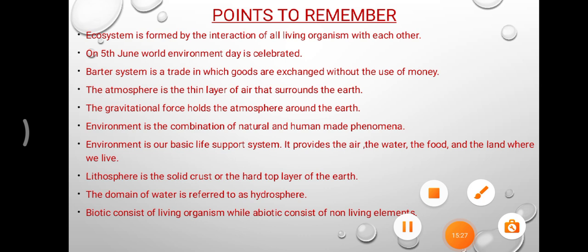Fourth, the atmosphere is the thin layer of air that surrounds the earth. Fifth, the gravity force holds the atmosphere around the earth. Sixth, the environment is comprised of nature and human-made things. Seventh, the environment is our basic life support system. It provides the air, the water, the food and the land where we live.